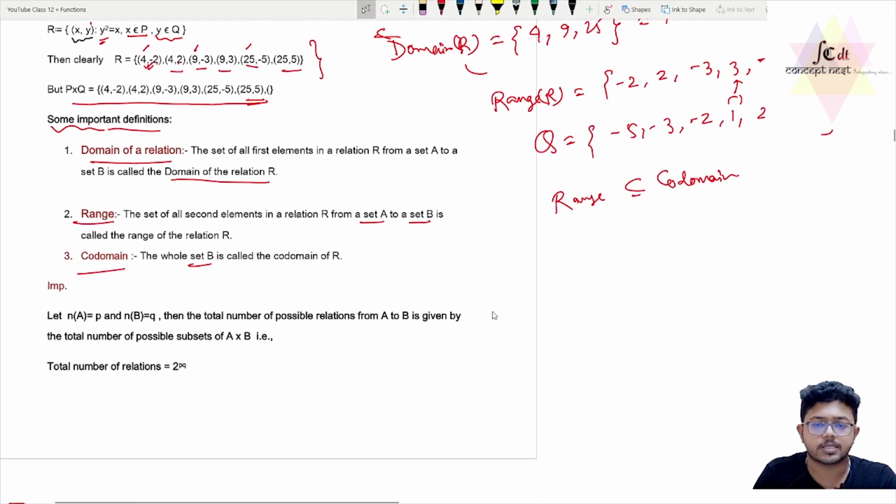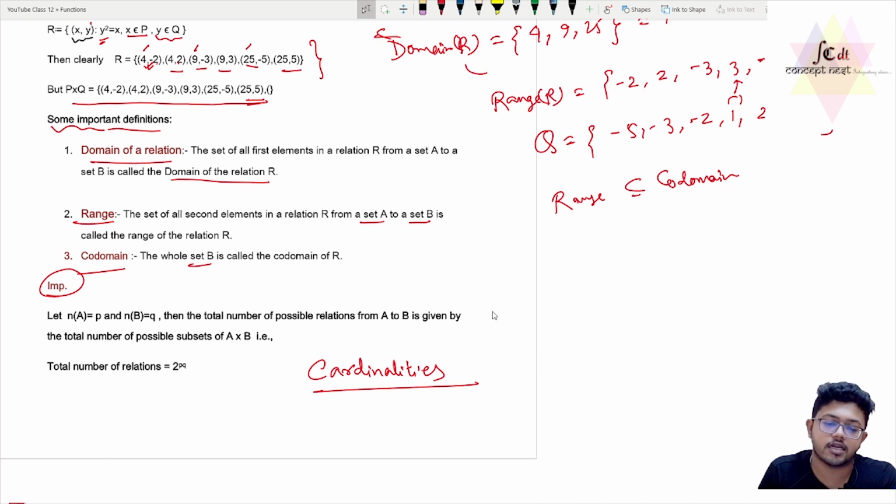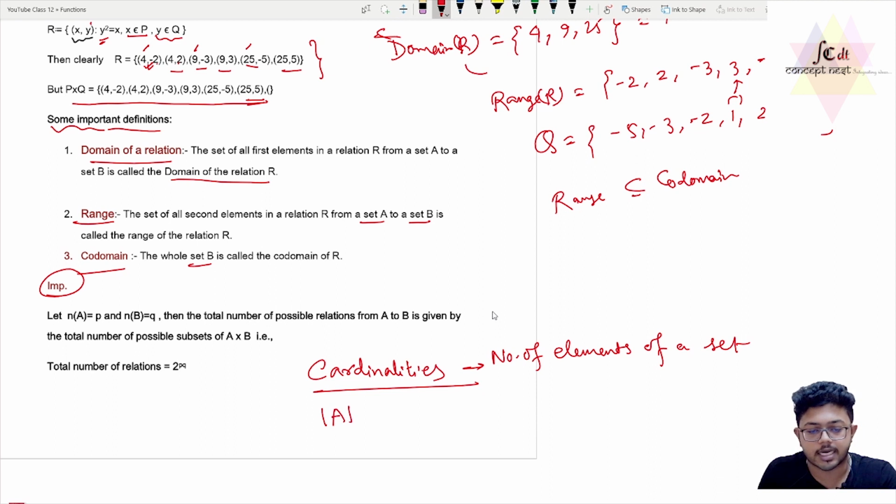So finishing with this video, we have an important note here. Let N(A) equal P. What N(A) and N(B) are, these are called the cardinalities. So what are cardinalities? Cardinalities means the number of elements of a set. In different books it will be denoted differently. Suppose a set A, it will be denoted like this, or card of A, or you have N of A. You can denote it anyhow.